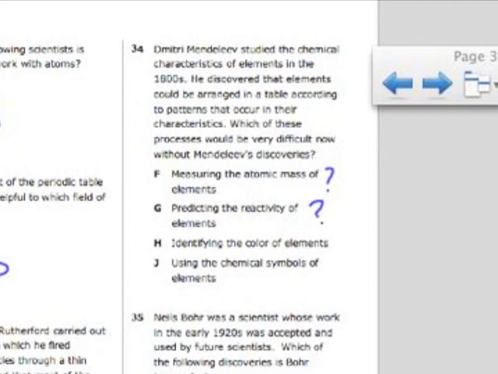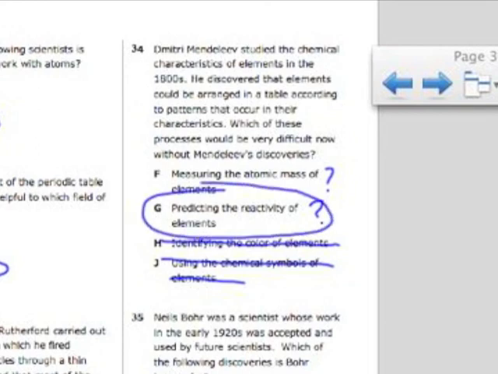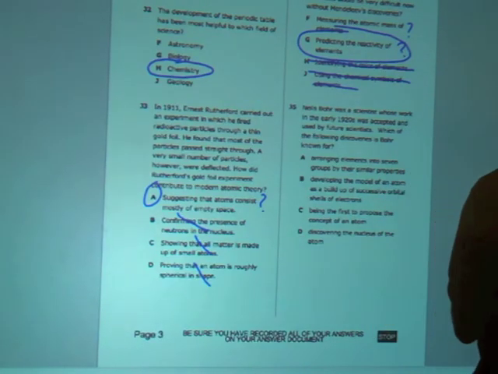Identifying the color of elements. What? That's not too useful. Finding color of elements is not really what we're after with chemistry. No. Using the chemical symbols of elements. No, I don't think that's it. So we're down to F and G. Which of these processes would be very difficult now without Mendeleev's discovery? Measuring the atomic mass or predicting the reactivity? It's G. Okay, we have a better idea of which ones are reactive and which are not based upon where they are located in the periodic table. Okay.